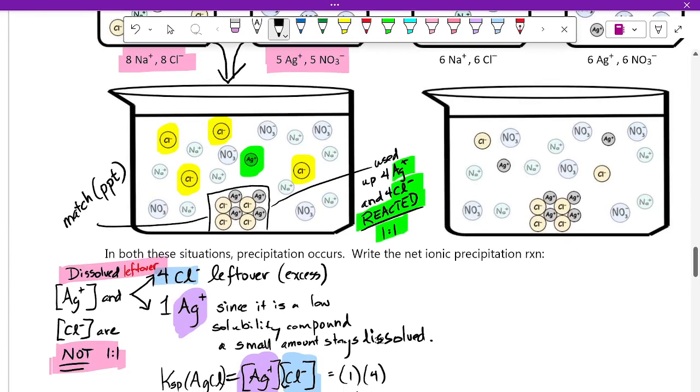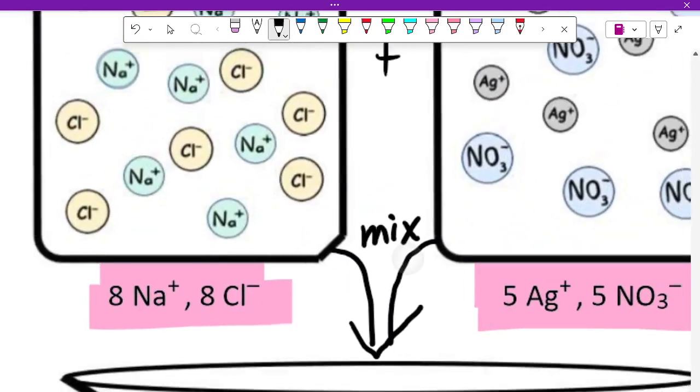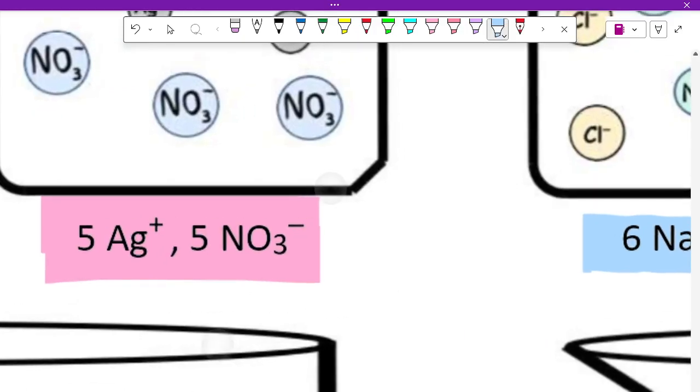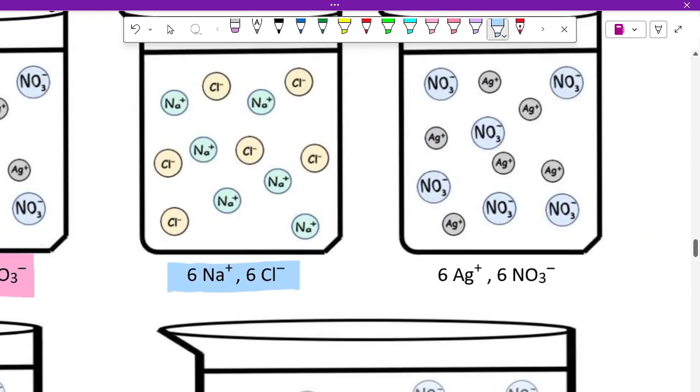And now we're going to take 2 different solutions of different concentrations of sodium chloride and silver nitrate. So this time, instead of having 8 sodium and 8 chloride, we are going to have 6 sodium and 6 chloride. And instead of having 5 silver and 5 nitrate, we're going to have 6 silver and 6 nitrate. Okay, and now we're going to mix them together.